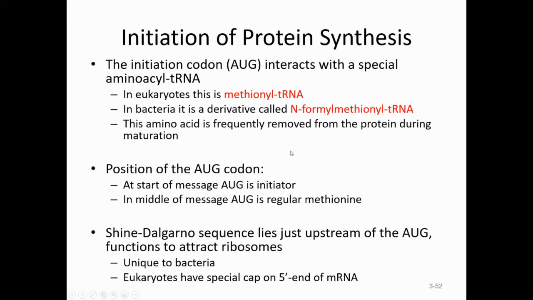And for the position of the AUG, how does the cell recognize which AUG is the start codon? For the bacterial cell, basically that would be the Shine-Dalgarno sequence, just upstream of the AUG, about 5 to 7 nucleotides upstream of the AUG. This sequence matches the 3' end of the 16S ribosomal RNA. Okay, it's unique to the bacteria.